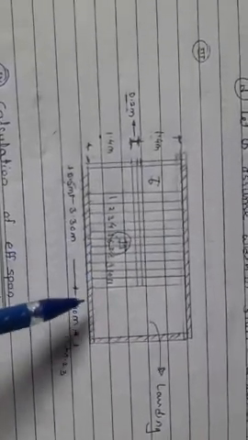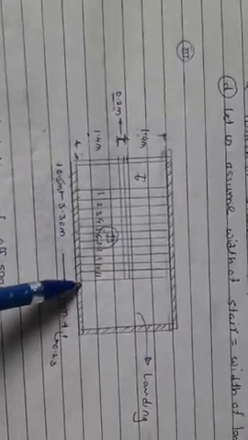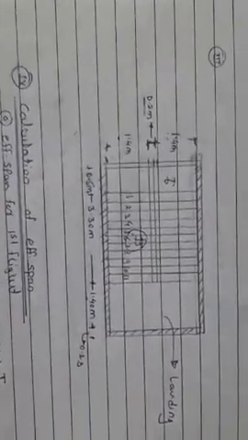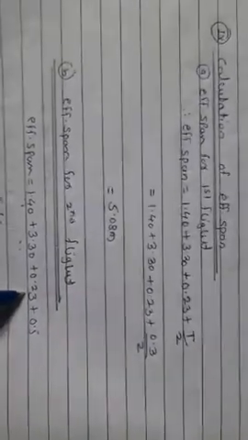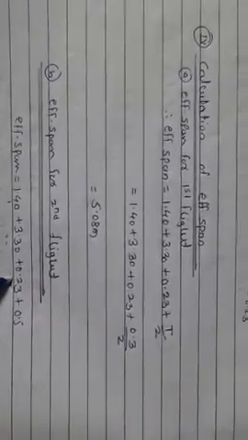So second flight will be, this is your second flight. So the effective span for the second flight will be this 1.40, that is landing, plus this going, that is 3.30, plus half of this wall plus half of this wall. So we are getting 0.23, that is wall thickness.